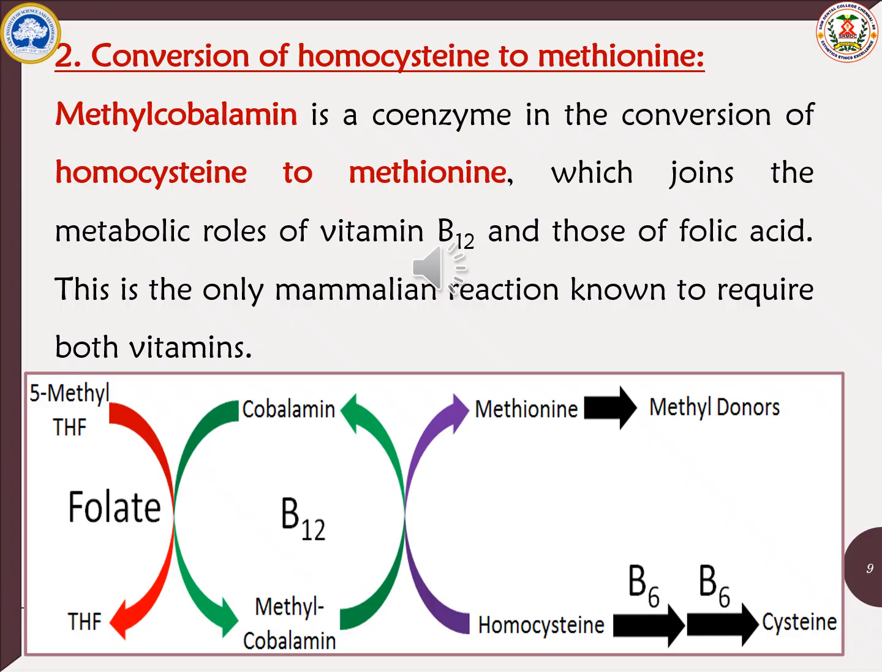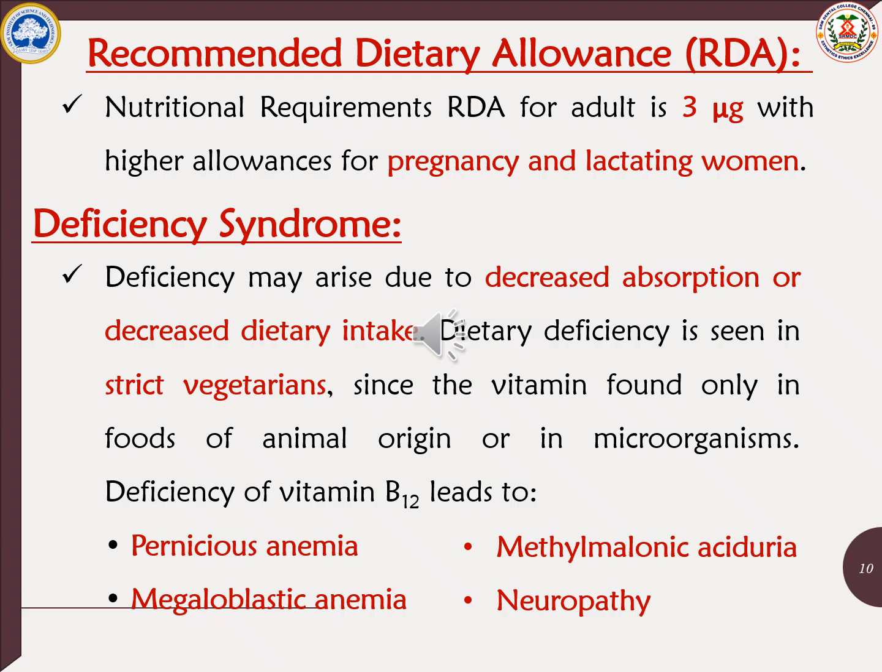Methionine in turn donates the methyl group to the respective substrates. This reaction signifies the interrelation between vitamin B12 and folic acid. It requires both folate and vitamin B12 for the formation of the efficient methyl donor, that is methionine. The recommended dietary allowance of vitamin B12 is 3 micrograms for adults. For pregnant and lactating women, the recommendation for vitamin B12 is increased.